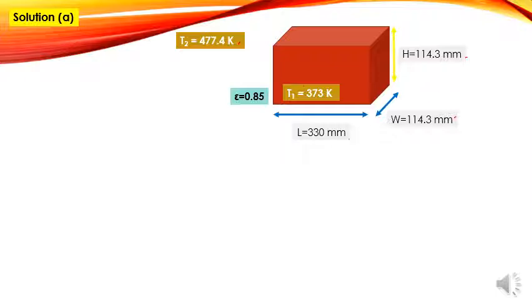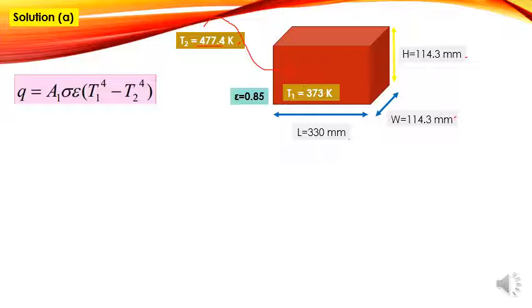The question asks us to determine the value of Q, the heat transfer by radiation from the surrounding to the small object. I repeat, why it is called from the surrounding: heat transfers from high temperature to low temperature. The temperature of the surrounding is higher in this case, which is 477, so it transfers to the small object at 373. So we need to use this formula.